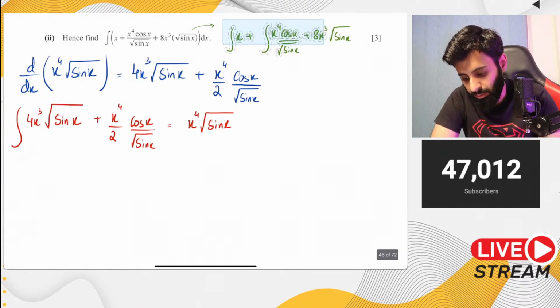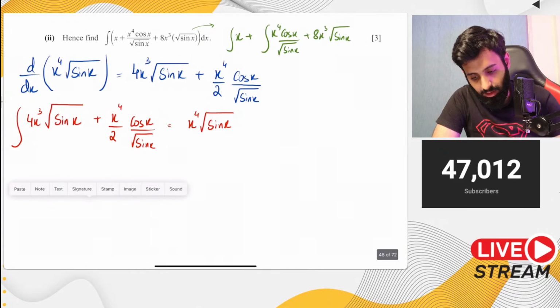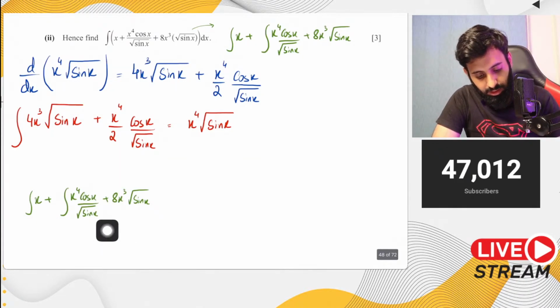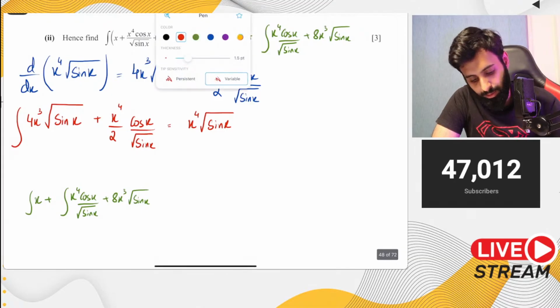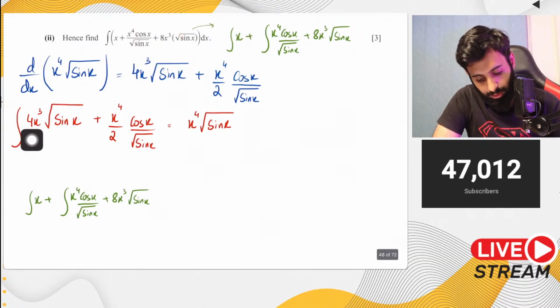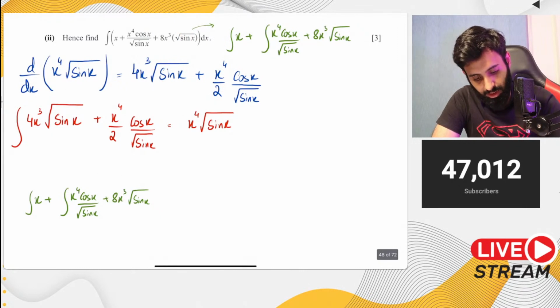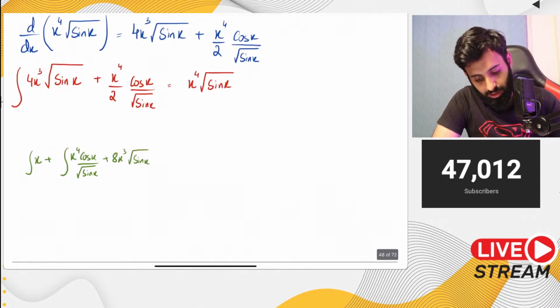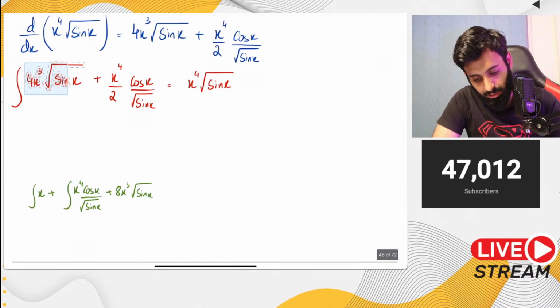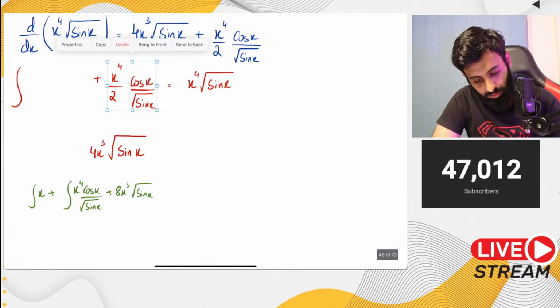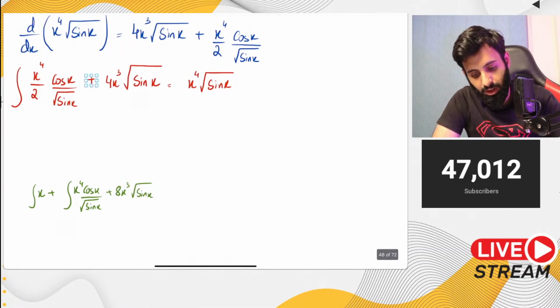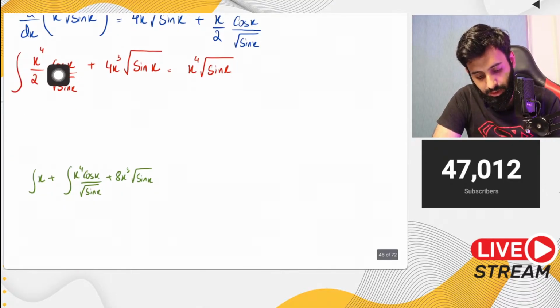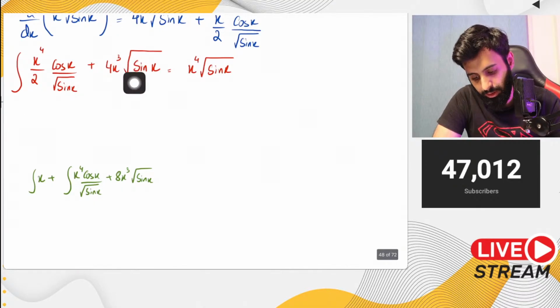First things first, we are going to bring this equal to this. I'm going to bring the left hand side equal to what we need to find the integral of. Notice that we have 4 over here and 8 over here. Let me change the order slightly so it's easy to see what I'm doing. So x power 4 upon 2 cos x upon square root sin x plus 4x cube into square root of sin x equals this.